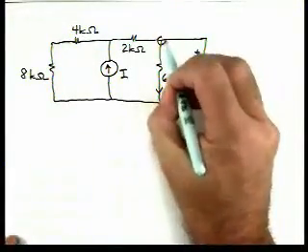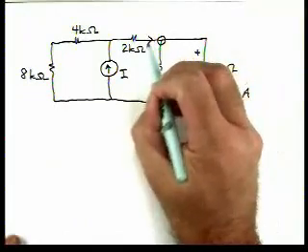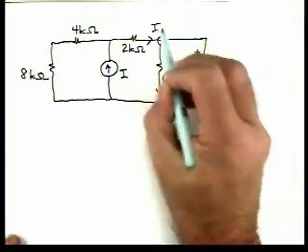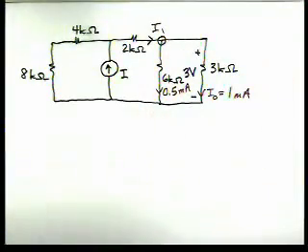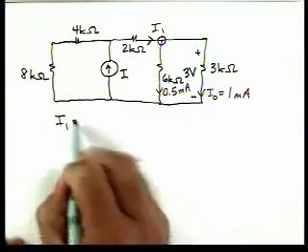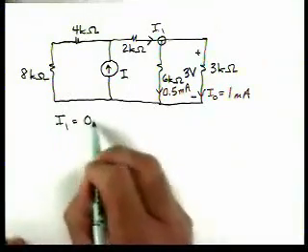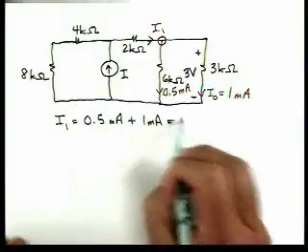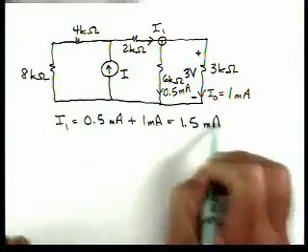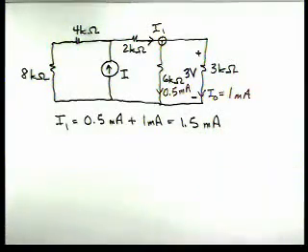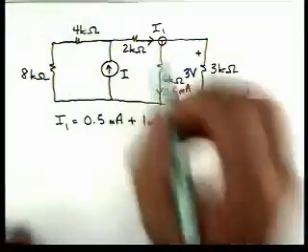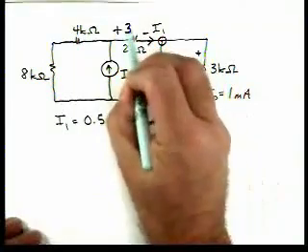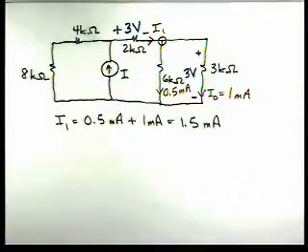Now we can use Kirchhoff's current law. We can find this current. Let's call it I1. So by Kirchhoff's current law, I1 then is equal to 0.5 milliamps plus 1 milliamp, or 1.5 milliamps. And now the voltage across this resistor by Ohm's law then is 3 volts with that polarity.